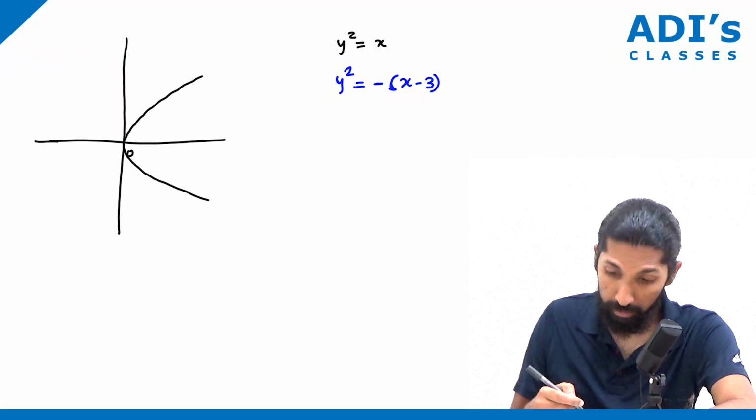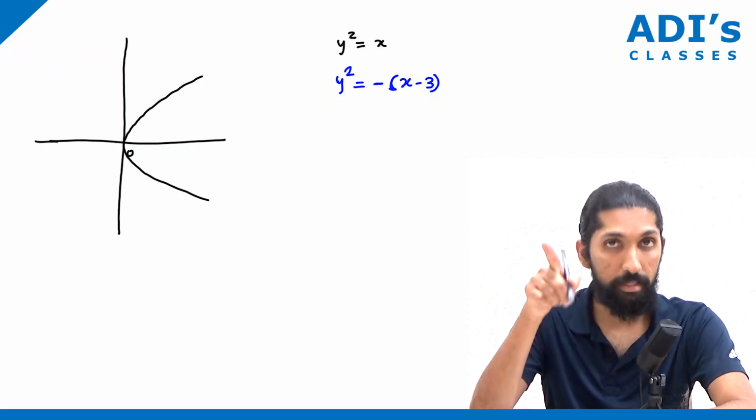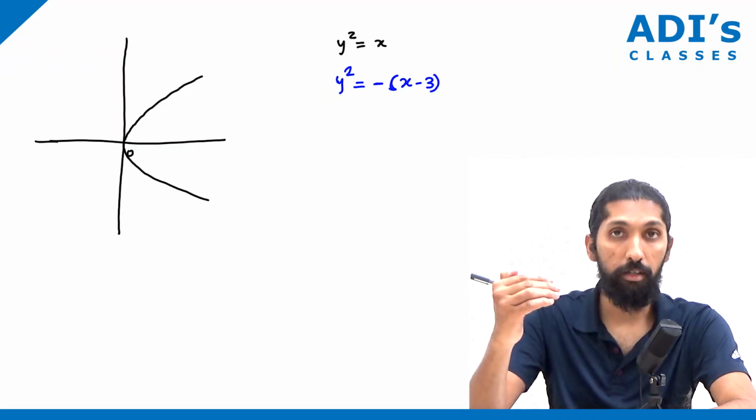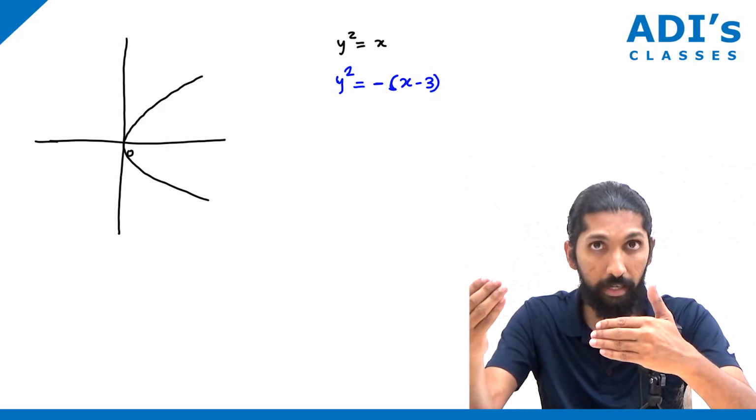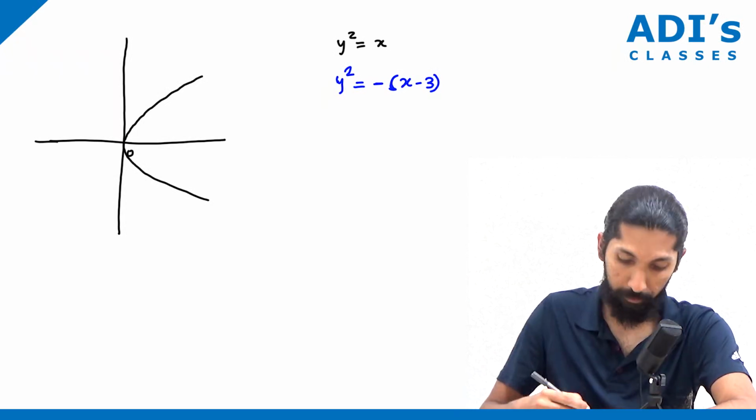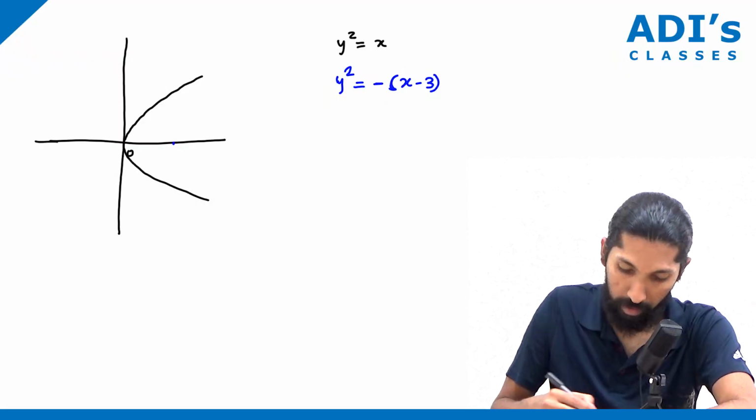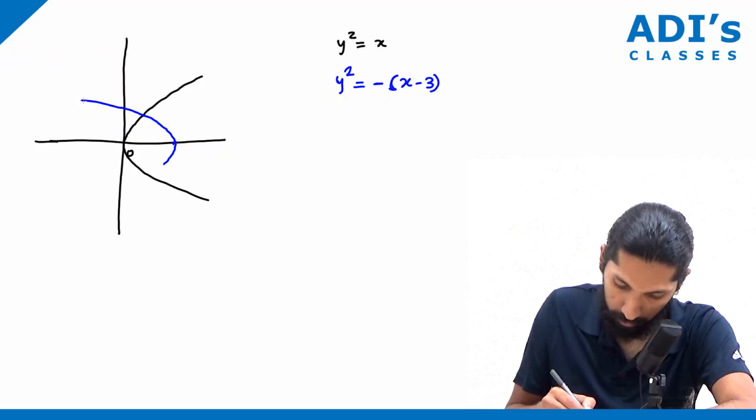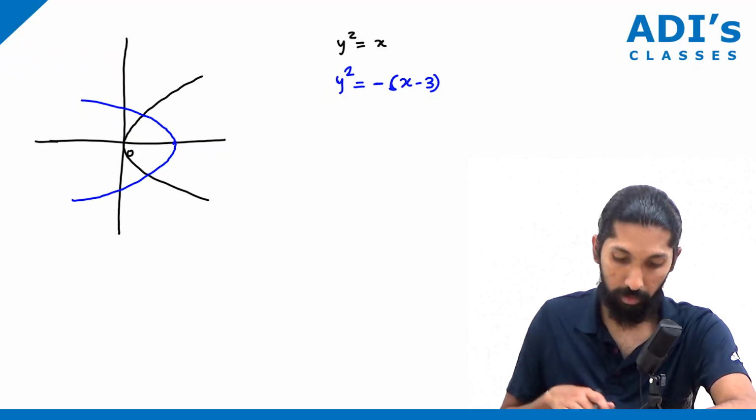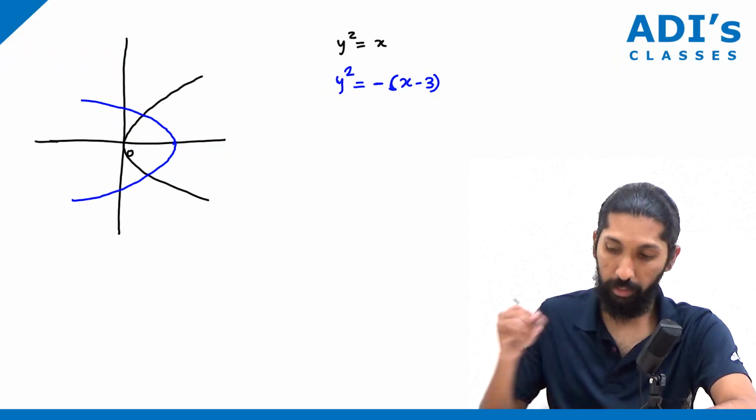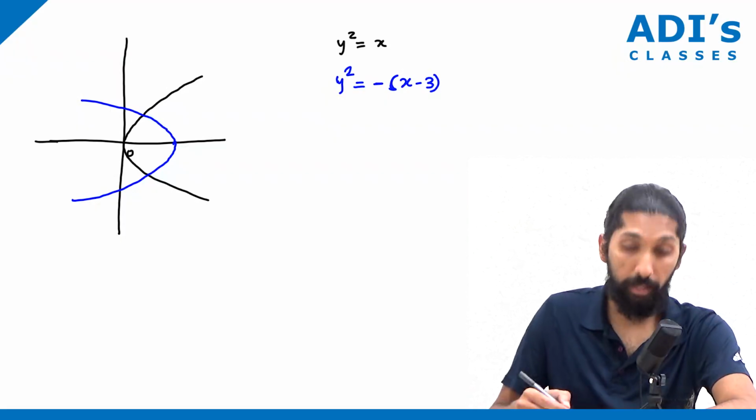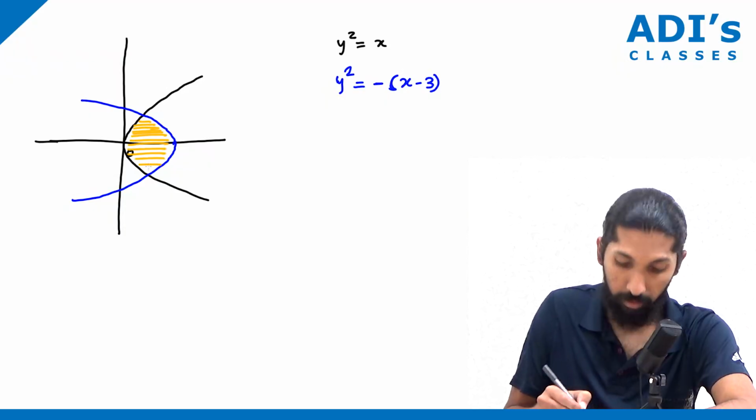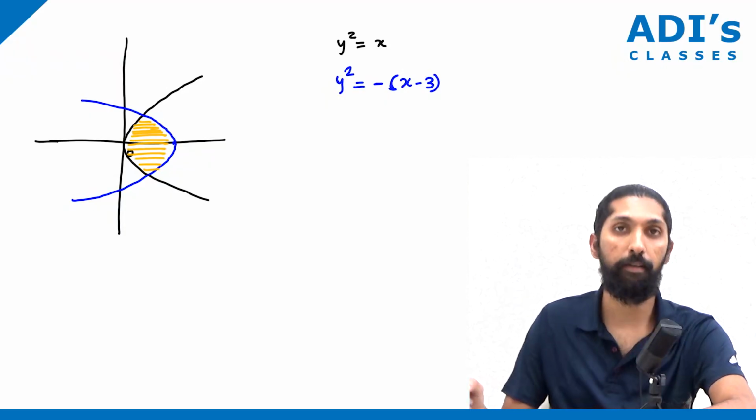So in this case, one, it's a left opening curve. Second, it has been shifted towards the right side by 3 units. That means we are looking at a point here, and the graph is going to go something like this. This is the curve. This is the second curve. Now, what we are looking at is this one. This is the region where both of them intersect.